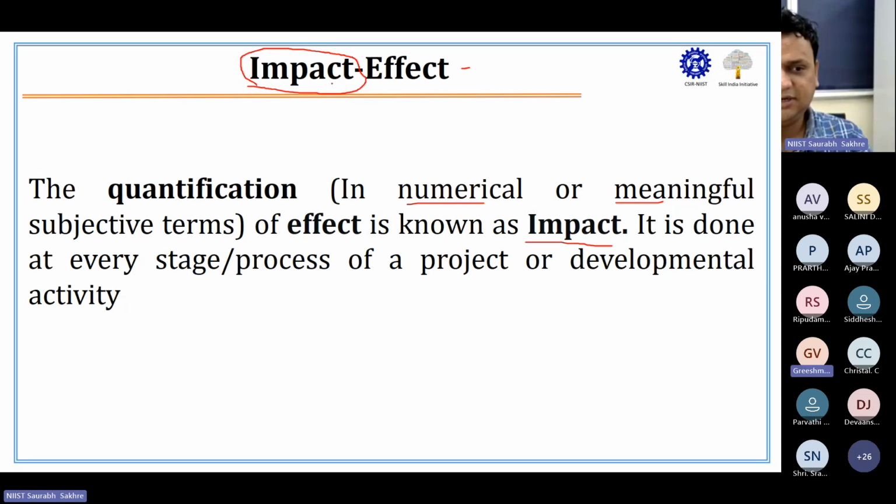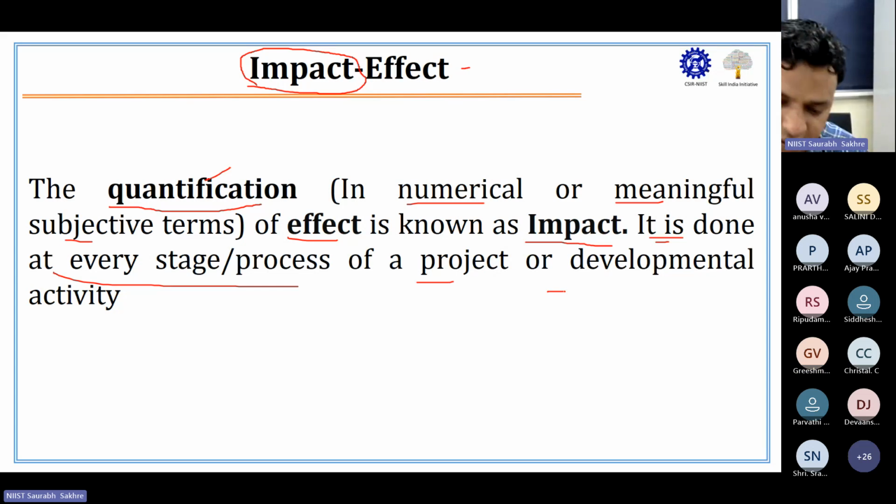So what is impact? The quantification, either in numerical terms or meaningful subjective terms, of effect is known as impact. It is done at every stage or process of a project or developmental activity. Effect everyone knows, but this course is scientific. The EIA process is a scientific process, so the outcome also should be scientific and in such a way that I should be able to make a decision out of it. So I hope the definition of impact is clear to you. We have to do it at every step, and only then will I be able to quantify the impact.